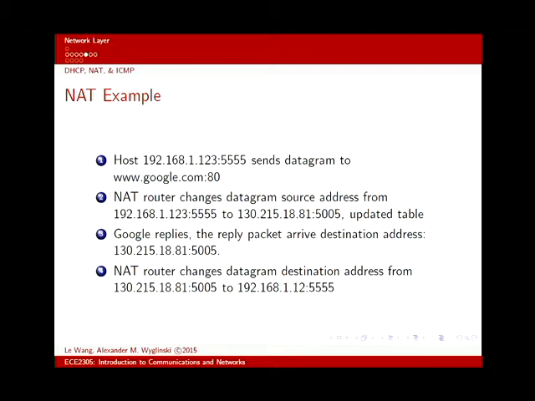Your router will convert 192.168.1.123:5555 to your router's IP address, the one IP address that controls them all at home, 130.215.18.81:5005. It sends a request, and then that streaming media comes down to your router at that port, and then it gets converted back to :5555.